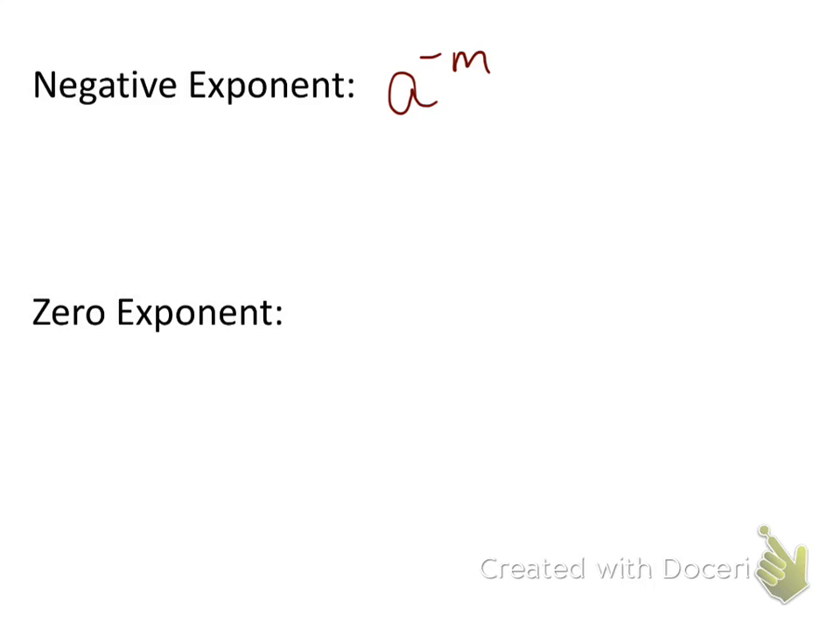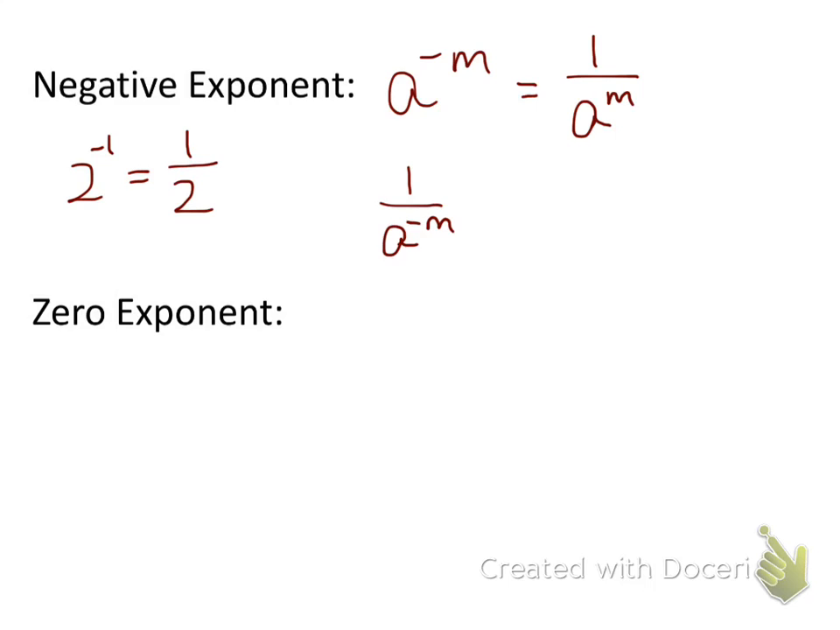Negative exponent. So if you were to put in your calculator, pause the video for a second and put in your calculator 2 to the negative 1, well, that's going to give you 1 over 2, or your calculator would give you 0.5, which is obviously 1/2. So what this means is we're going to take that negative exponent and put it in the denominator and make it positive. Similarly, if you have a negative exponent in the denominator, you would put it in the numerator and make it positive.